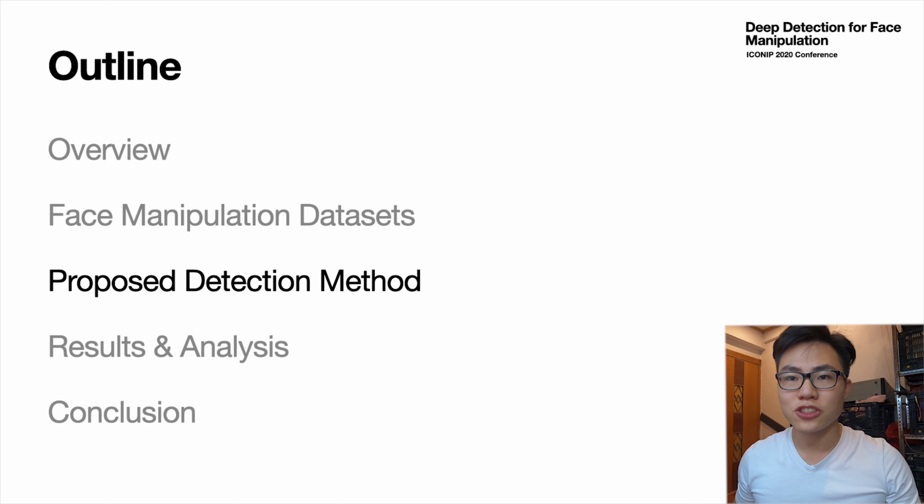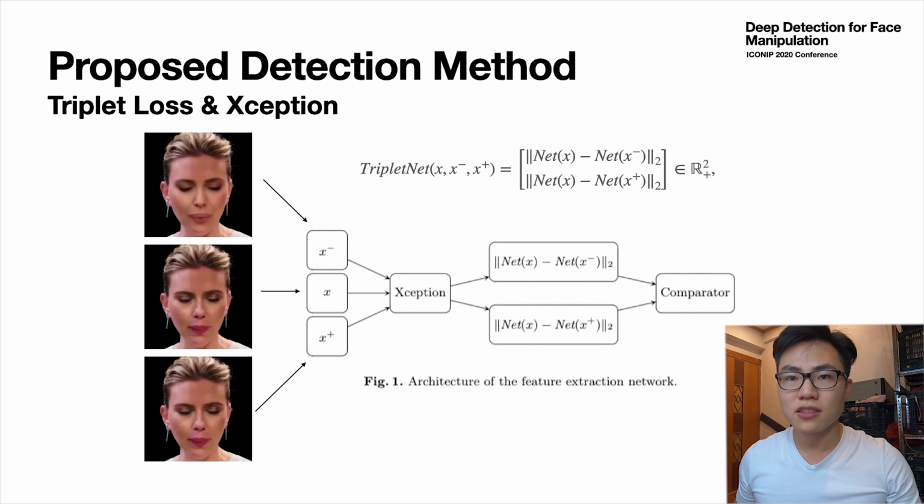In the following section, I will elaborate on our detection method. As I mentioned before, our key idea is to use a loss function for contrastive learning of three samples. We achieve this by resorting to the triplet loss.